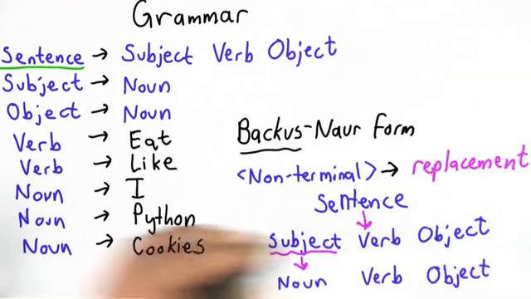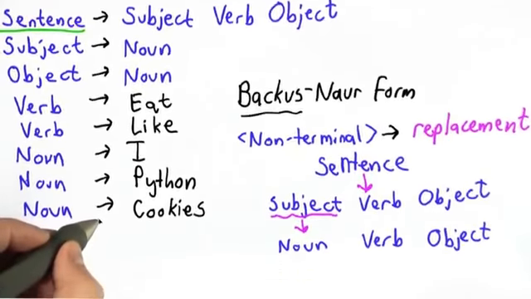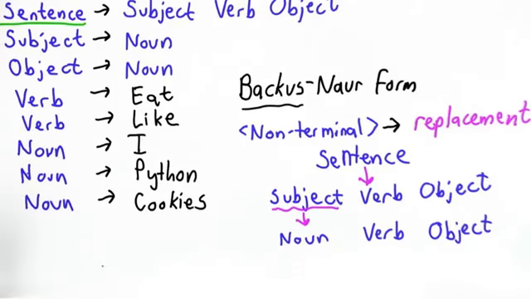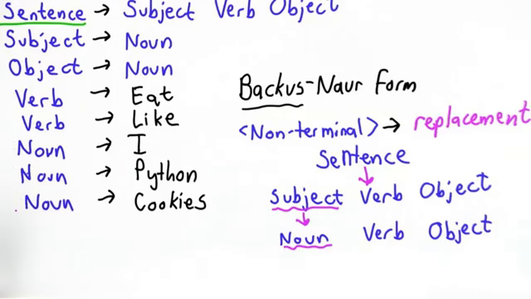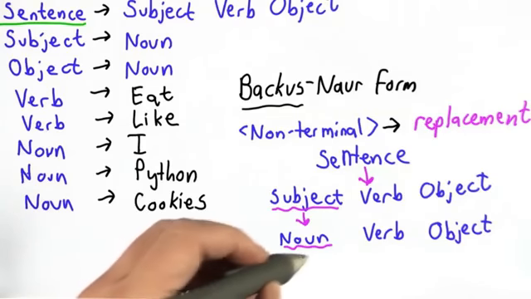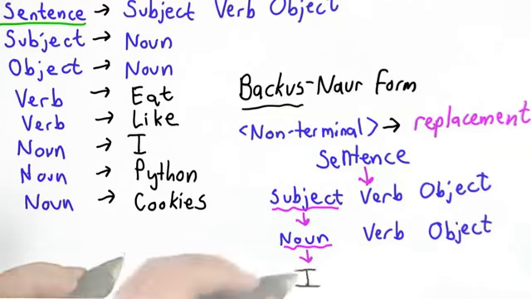Now we can keep going. We can pick the first one again. It's still a non-terminal, so we can still do replacements. With noun, we've got three choices. We can pick any one of those choices. I'm going to pick the first one. We'll replace noun with the terminal I. Now we've got a terminal. We're done with that replacement. Verb and object stay the same.